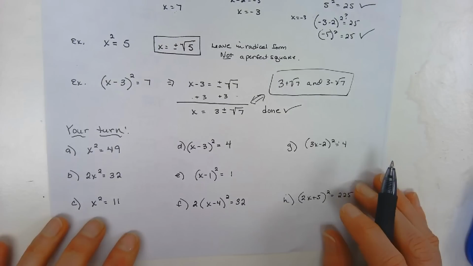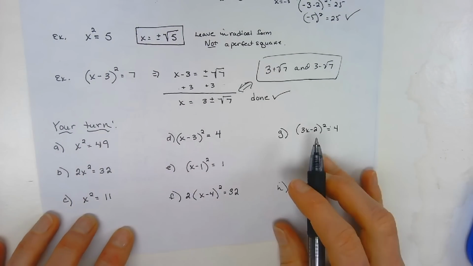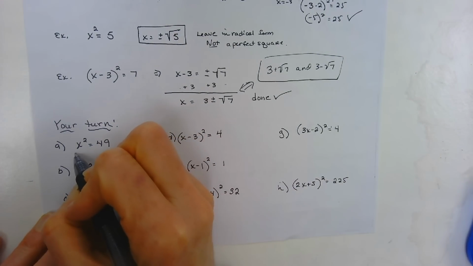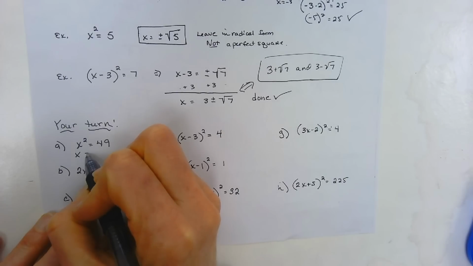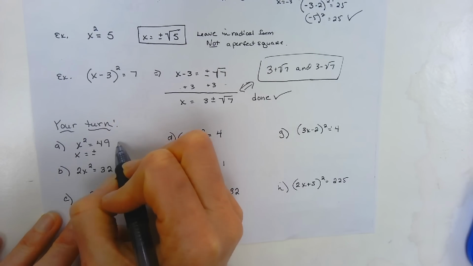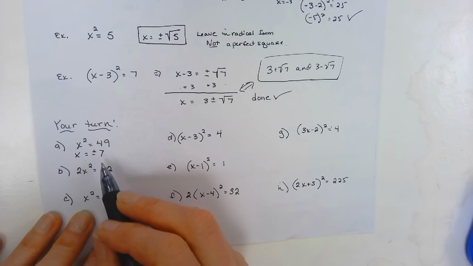Well, I'm going to do some examples. X squared equals 49. To solve this, I can take the square root of x squared, and that makes x. But it's going to be equal to plus or minus, well, the square root of 49 is 7. So x equals plus or minus 7.